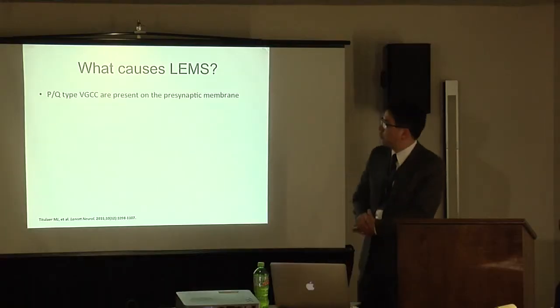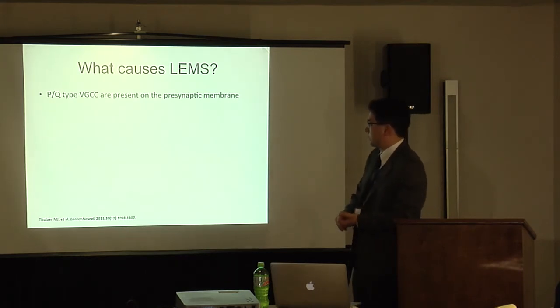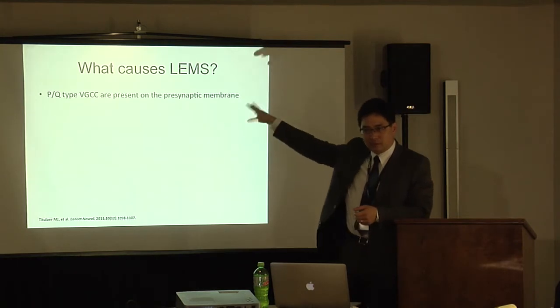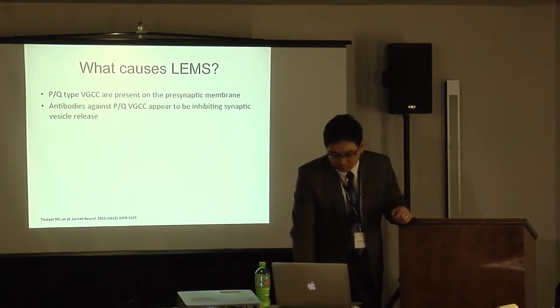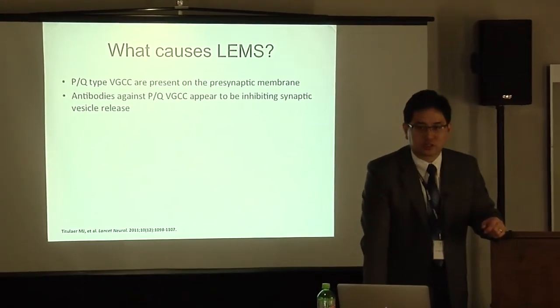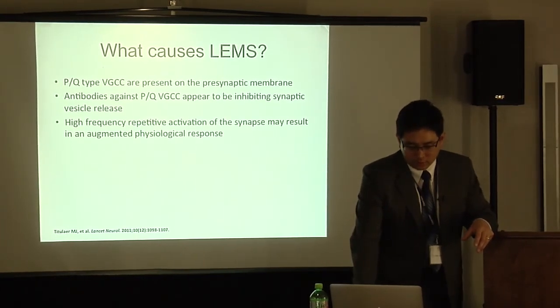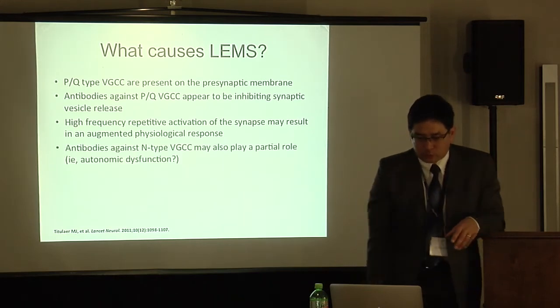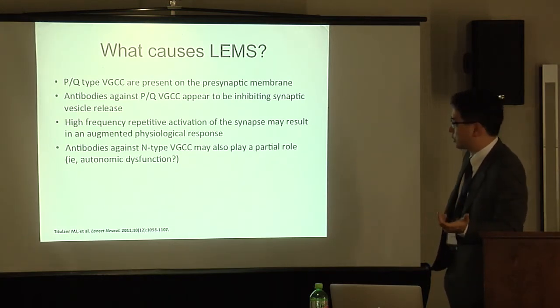Any other questions? All right. So we believe that this antibody against the PQ type voltage-gated calcium channel is what's causing it. It's present at the membrane, that presynaptic membrane. That's the part where I showed the upper part of that cartoon. Okay. So antibodies appear to inhibit synaptic vesicle release, so it prevents those little balls from being released into the neuromuscular junction. High frequency stimulation, repetitive activation of the synapse may result in a better response. So that's kind of the idea behind the exercise.